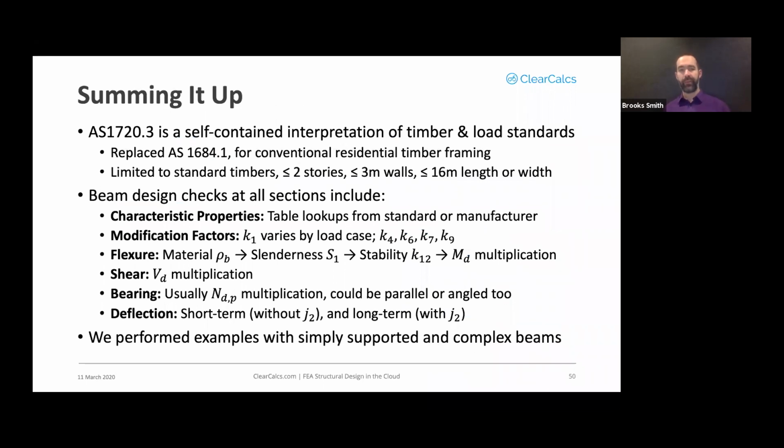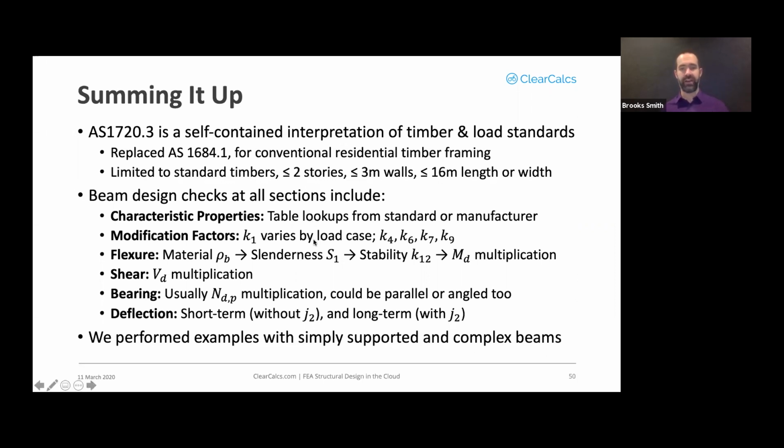So summing everything up, AS1720.3 is a self-contained interpretation of the timber and load standards. It replaced AS1684.1 and is for conventional residential timber framing only. AS1684.1 is a defunct standard, chuck it in the bin. 1720.3 is the simplified standard. It's limited to only standard timber grades, limited to buildings that are 2 stories or less with the maximum 3-meter walls, and buildings with a maximum dimension in any direction of 16 meters.